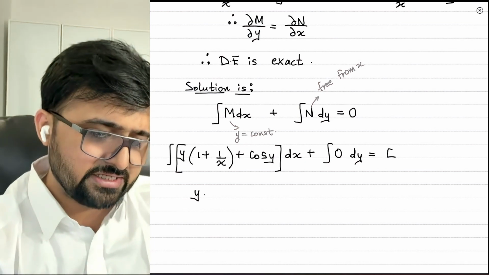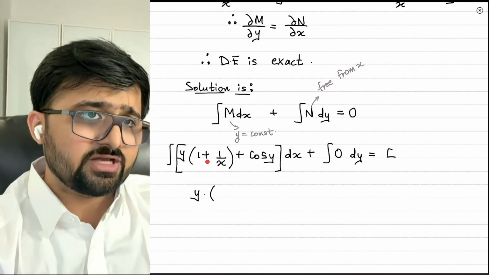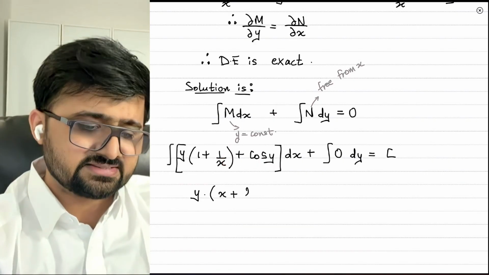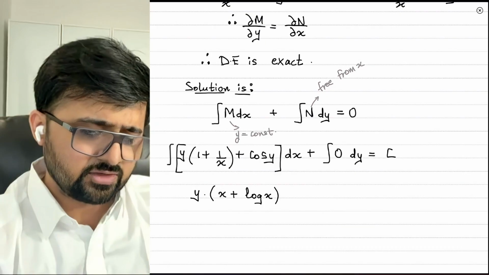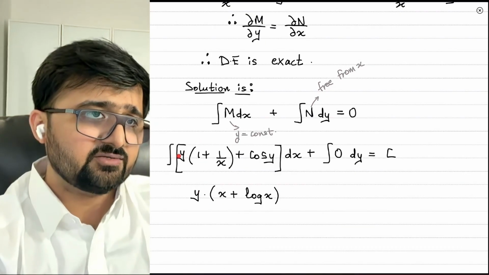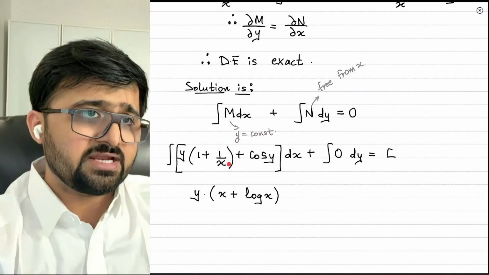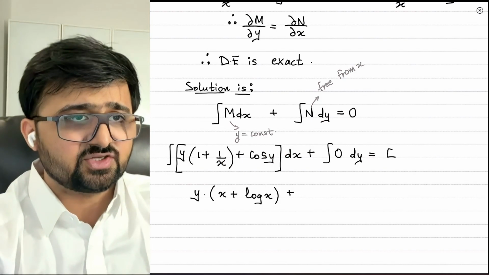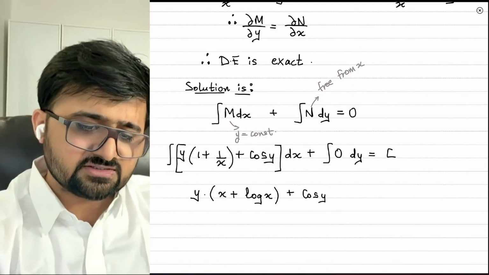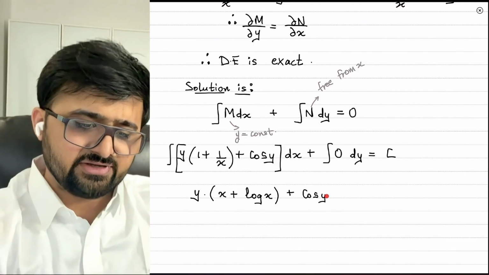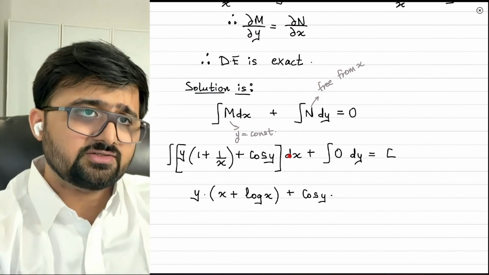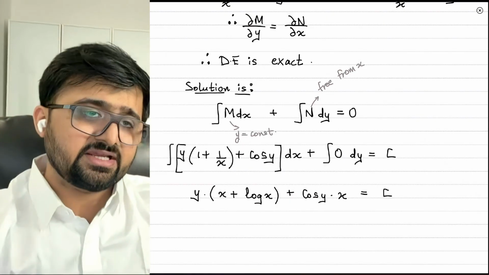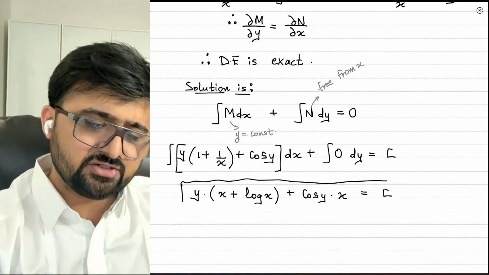So you can write y times integration of 1 with respect to x, which is x, plus integration of 1 over x with respect to x, which is log x. So that's the integration of this part. You keep y as constant and you integrate 1 and then 1 over x, plus integration of cos y with respect to x. Remember, y is constant, so cos y is also constant. You don't have to integrate it, you can just write it the way it is. And then whatever is left is 1. So integration of 1 with respect to x is x, equal to the constant of integration c, and that can be called your solution.